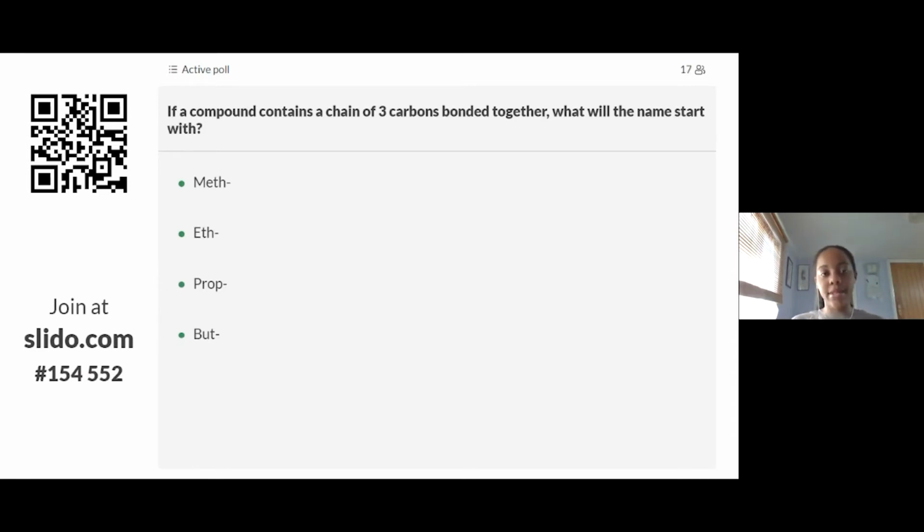So if a compound contains a chain of 3 carbons bonded together, what will the name start with? Meth, eth, prop, but. To even help you answer this question, maybe think of an example of a molecule that starts with any of these. Think about what they are in your head. Draw them out, and you'll find a pattern. Which is why I said get a pen and paper, folks. We're going to be doing a lot of drawing, as is organic chemistry. I'll give you 30 more seconds.